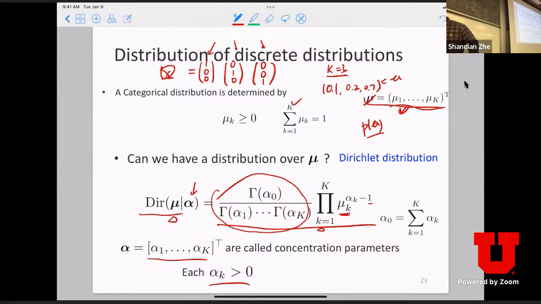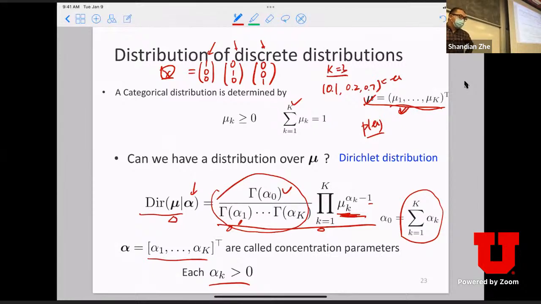And this term corresponds to the normalizer. It's pretty easy to memorize, although it's not required. You see that this is a product of each term regarding mu k. In the denominator, this is also a product over each parameter alpha: gamma alpha 1 times gamma alpha 2 until gamma alpha k. And in the numerator, it's just the gamma of the summation of those parameters.